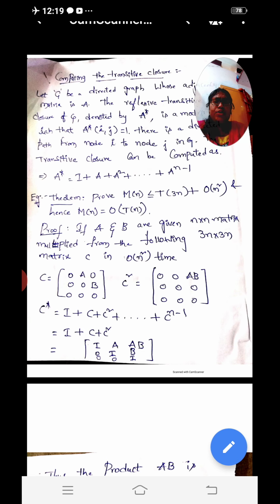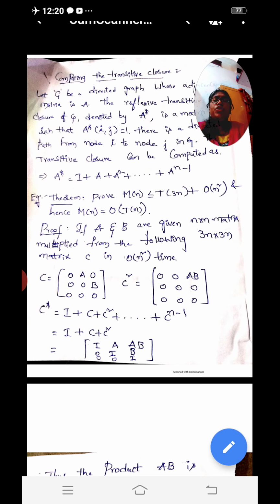Let us assume that C is a 3 by 3 matrix, that is nothing but 0 A 0, 0 0 B, and then 0 0 0. That is the C matrix representation in 3 by 3. And coming to the C square matrix representation in 3 by 3 format, 0 0 AB, 0 0 0, 0 0 0. Now we write the formula for computing the transitive closure of a graph G. We take the reflexive transitive closure of graph G, denoted by A asterisk, B asterisk and C asterisk.